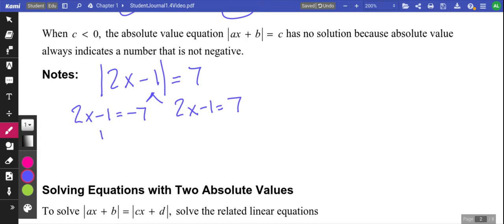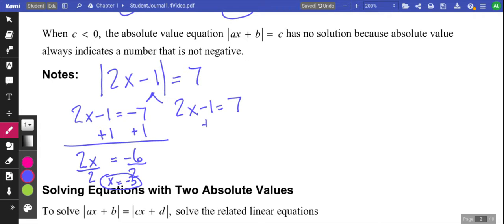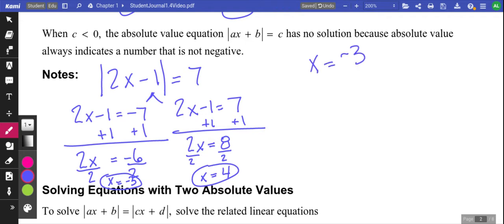So I have over here, I'm going to add 1 to both sides. So I get 2x is equal to negative 6. I'm going to divide both sides by 2, and I get x is equal to negative 3. All right, same thing over here. I'm going to add 1 to both sides. So I get 2x is equal to 8. Divide both sides by 2. So x is equal to 4. Okay, so I get two answers. X is negative 3. X is positive 4.